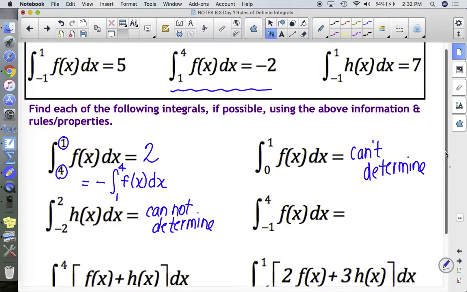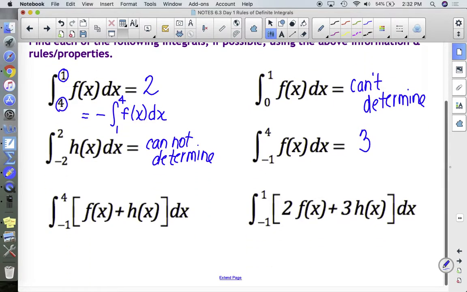All right, this next one down should be 3, and you can do that in parts. We know what happens to f of x from -1 to 1, and then picking up from 1 to 4. So we can do a little additivity there to get that one. Okay, 5 and -2 go together. These last few, we can't determine.